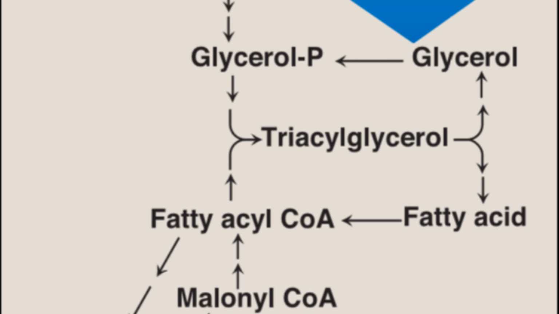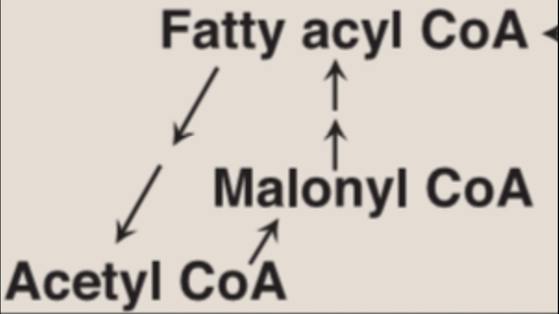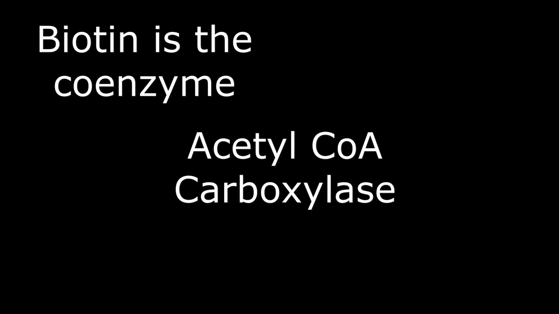Okay, let's start with the reaction. First of all, the acetyl coenzyme A should be carboxylated to form malonyl coenzyme A. This is catalyzed by acetyl coenzyme A carboxylase, and it requires carbon dioxide and ATP. The coenzyme of this is vitamin biotin, which covalently binds to the carboxylase enzyme. This is both the rate-limiting and the regulated step in fatty acid synthesis.